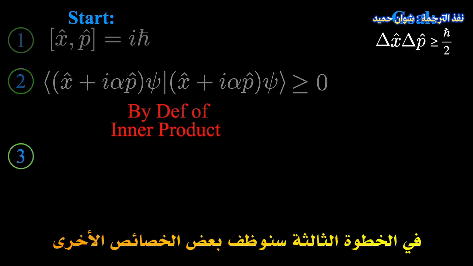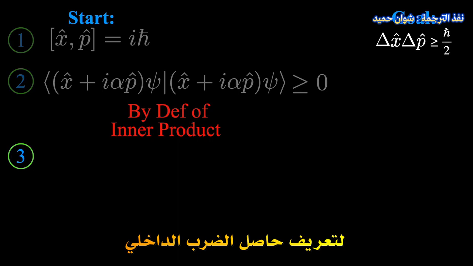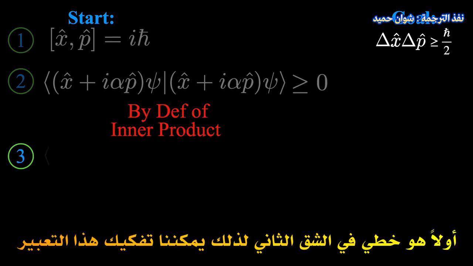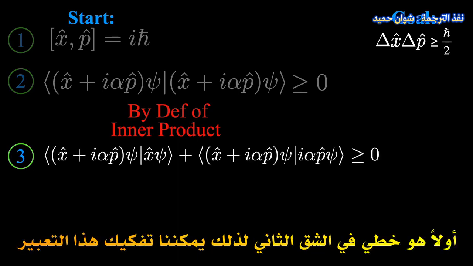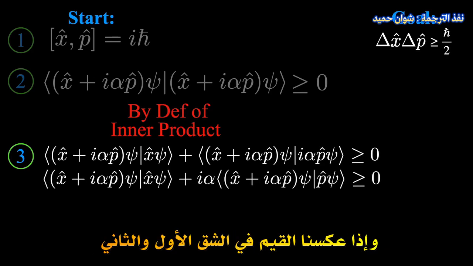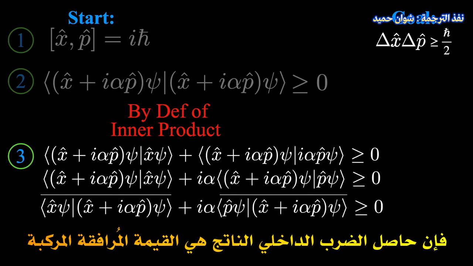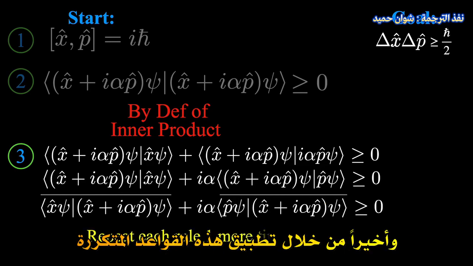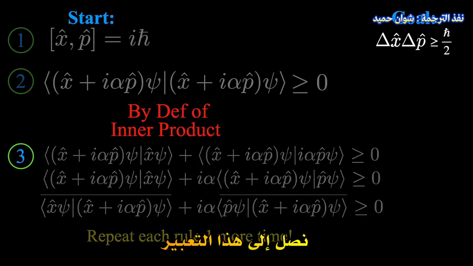In step 3, we will utilize a few other aspects of the definition of an inner product. First, that it is linear in the second slot, so we can break this expression apart. Then, that we can take constants out from the second slot. And if we flip the values in the first and second slot, then the resulting inner product is the complex conjugate. Finally, by repeatedly applying these 3 rules, we arrive at this expression.